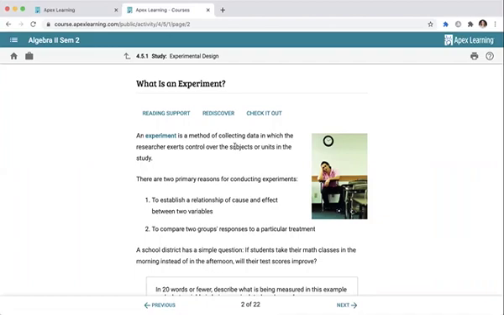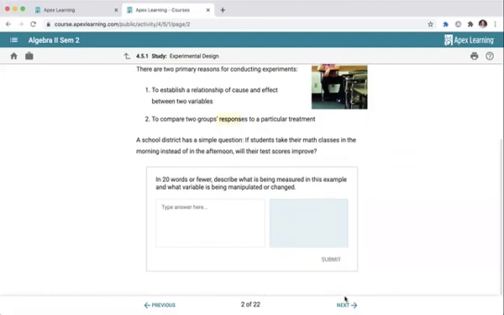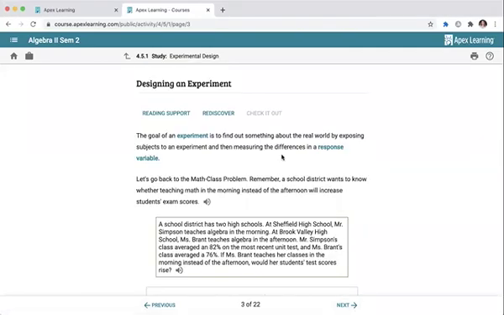But in general, you're collecting some form of data, and you have to have control over the subjects or what you're doing, right? So then the two primary reasons for conducting an experiment is to establish a relationship of cause and effect between two variables, or to compare groups' responses to a particular treatment, right? So if this, then this, right? Those hypotheses type statements. That's what it's saying here for this first one. And then for the second one here is again, of course, trying to look at the difference between your experimental group and your control group, all right? So then when we're designing an experiment, our goal is obviously to find out about how our subjects respond, right?